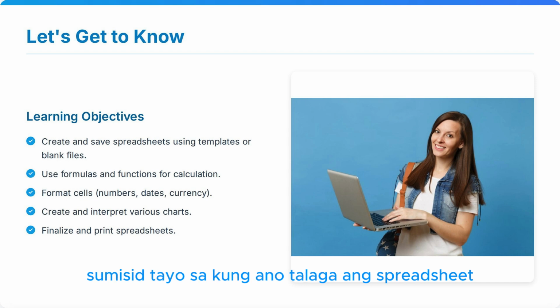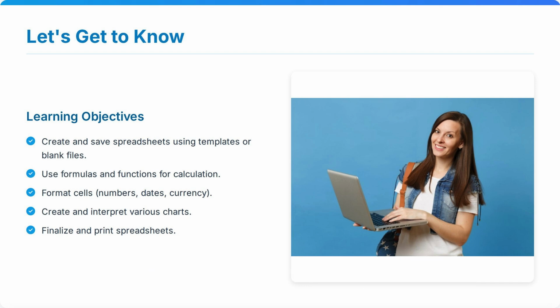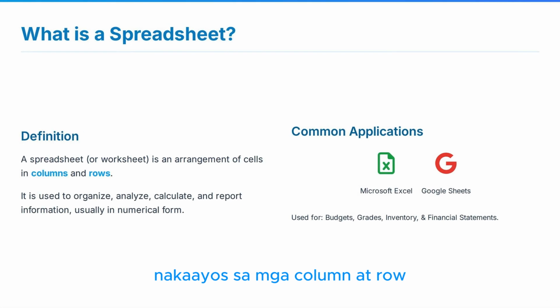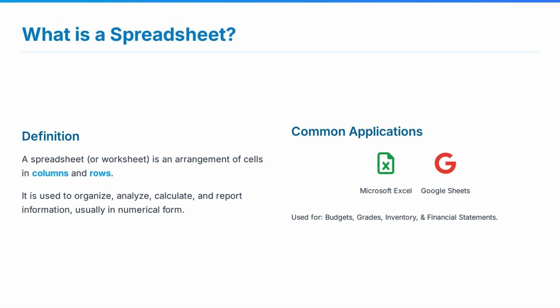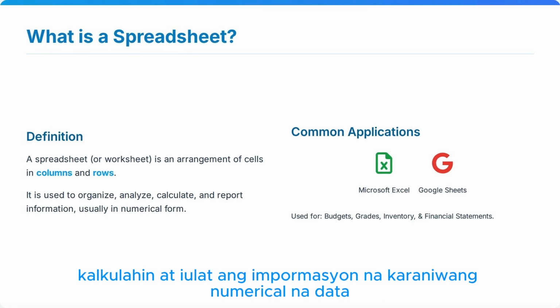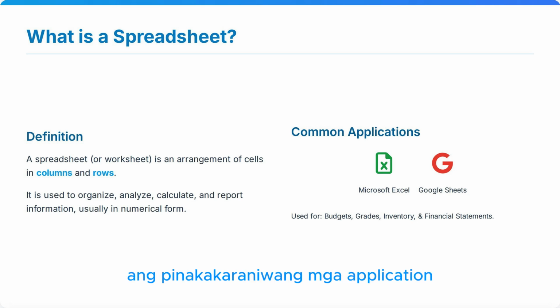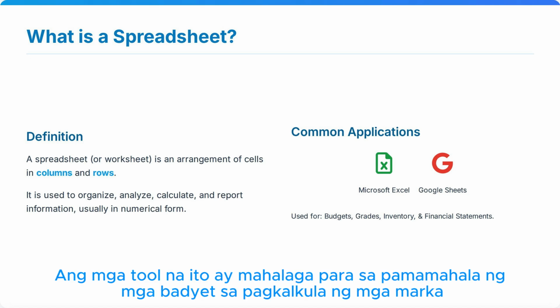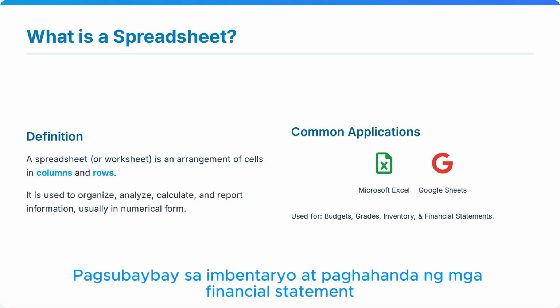Let's dive into what a spreadsheet actually is. A spreadsheet, often called a worksheet, is fundamentally an arrangement of cells organized into columns and rows. Its purpose is simple yet powerful: to organize, analyze, calculate, and report information, usually numerical data. The most common applications we'll encounter are Microsoft Excel and Google Sheets. These tools are essential for managing budgets, calculating grades, tracking inventory, and preparing financial statements.